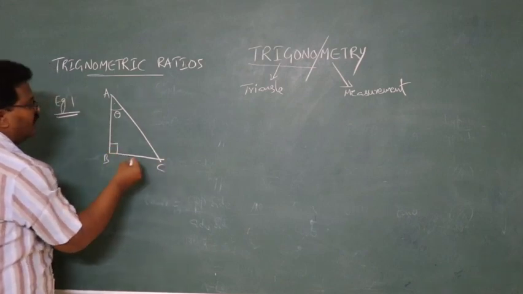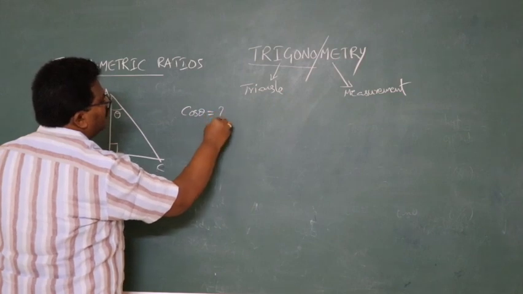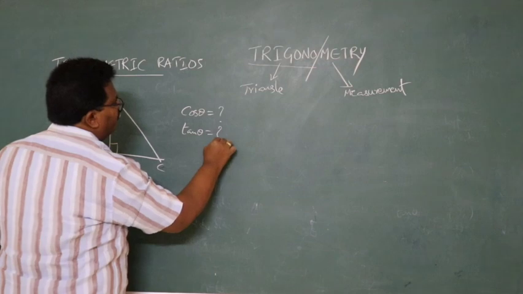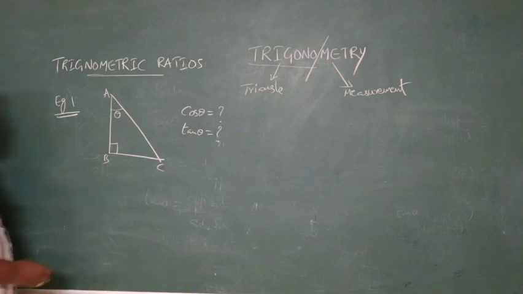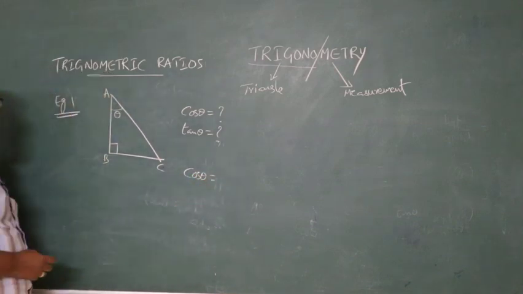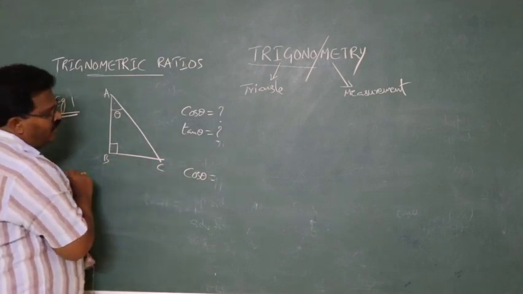This is the right angle. Then what is cos theta and what is tan theta for this triangle? Very important. If this is theta, then what is cos theta? We already discussed this. Cos theta formula is adjacent by hypotenuse.